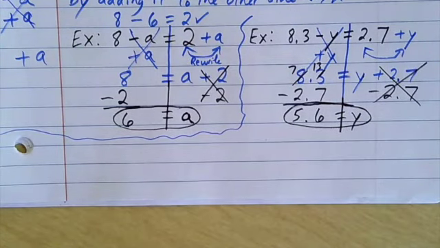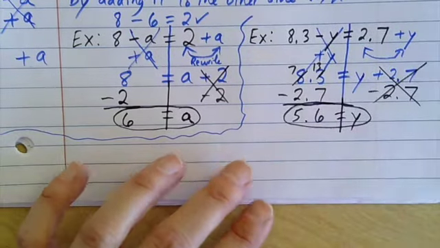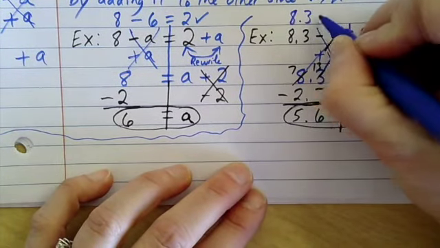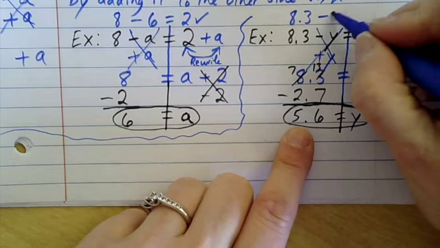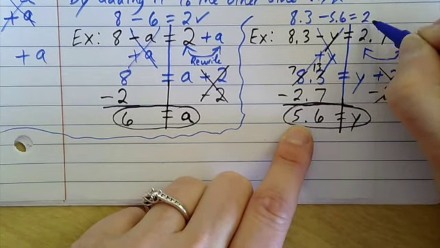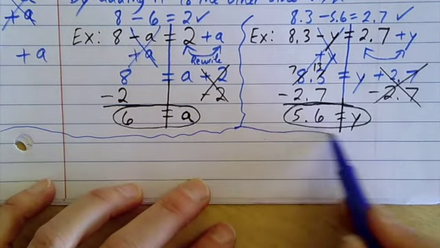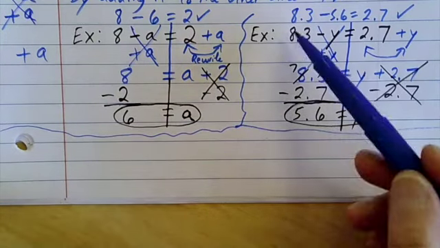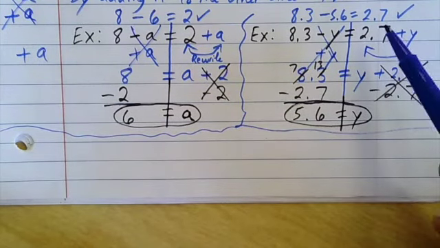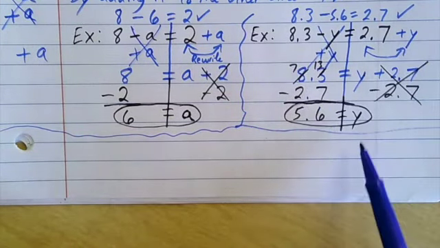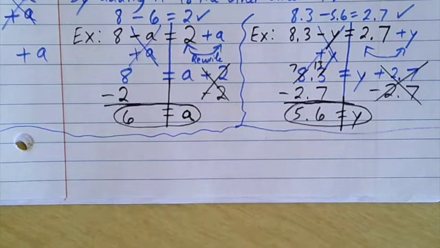So if I check this, does the 8.3 that I originally had, if I subtract 5.6 instead of y, give me 2.7? And yes, it does. You can check that with a calculator. So when you have a negative variable, there are 2 extra steps. You have to add the variable to the other side, but then you have to subtract that number back over here so that you get the variable by itself.